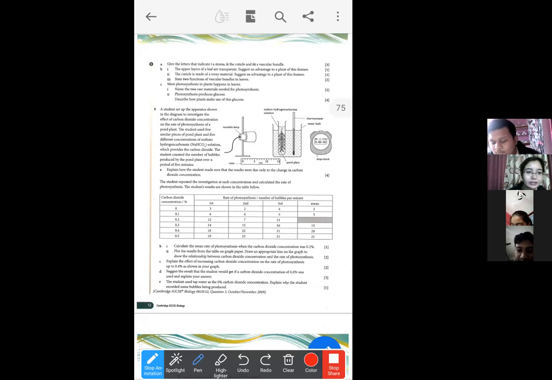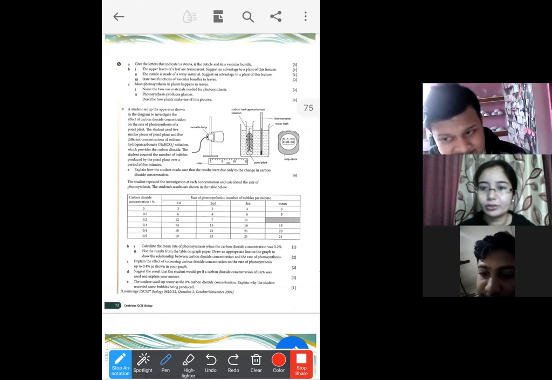Now let's see what is the next part of this question. Mainly the bubble all the time will represent oxygen. Can it be another gas? What gas will come out after photosynthesis? Carbon dioxide plus water makes glucose, that is the food for the plant, and oxygen. So oxygen is the main gas that is being produced.